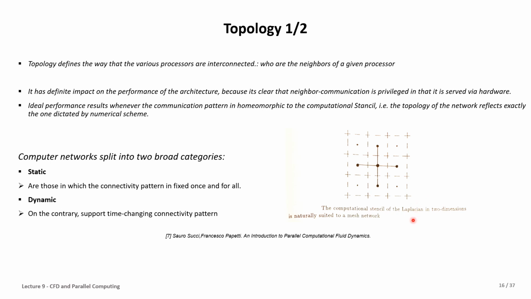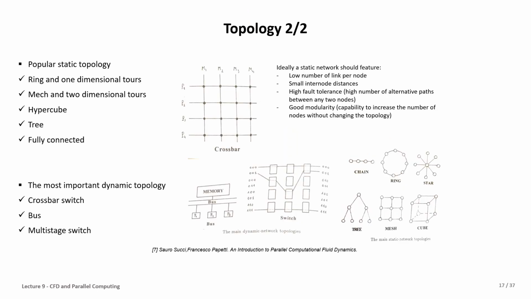Let's have a look at these different categories. The static topology has some popular networks. We call them ring and one-dimensional torus, mesh and two-dimensional torus, hypercube, tree, and fully connected. Here we can see how they look: the chain, ring, star, tree, mesh, and cube.